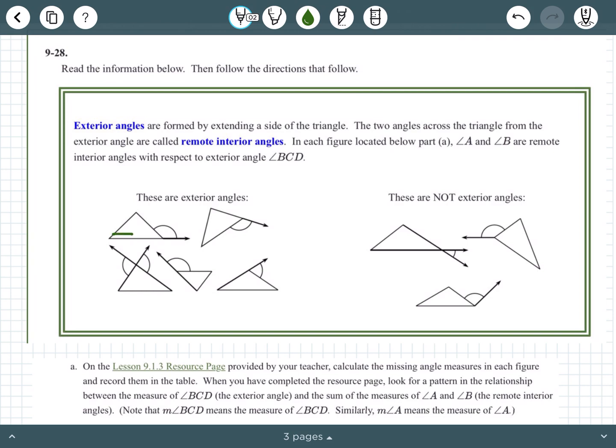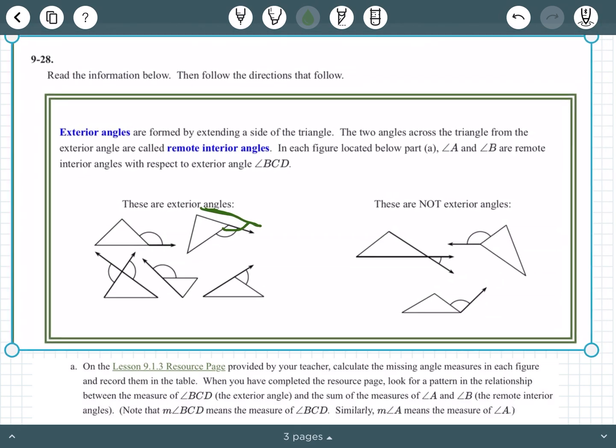So if you look at all of these under here, these are exterior angles. You will notice that this side of the triangle is being extended, so it is that angle right there that is the exterior. Remember, exterior means the same as outside. So it's that angle that's formed by extending a side of the triangle. And you'll notice that in all of these other triangles, we're just extending a side, and then it's the outside angle.